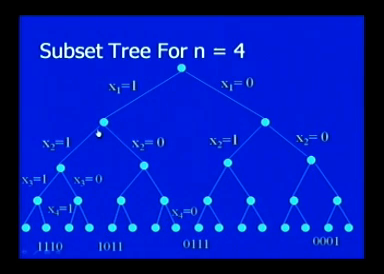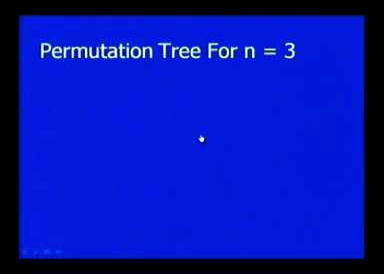This is a static tree. So, you are generating all the combinations here. So, now your problem becomes how you are going to search for this. So, this is the permutation tree for n equal to 3.